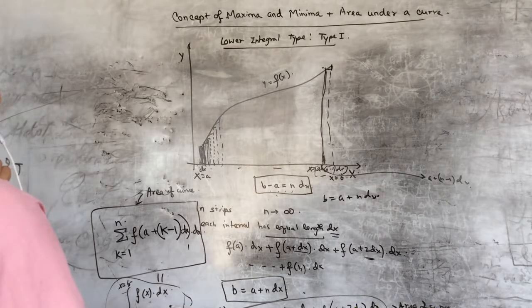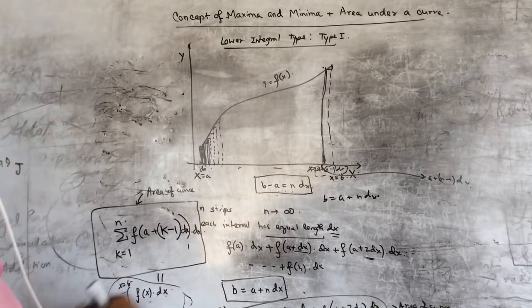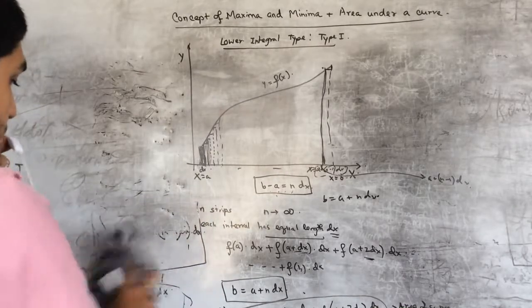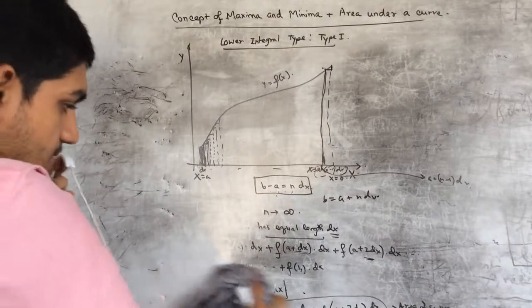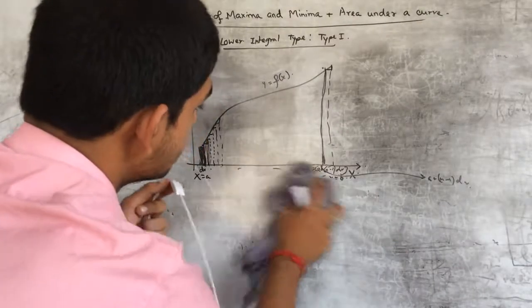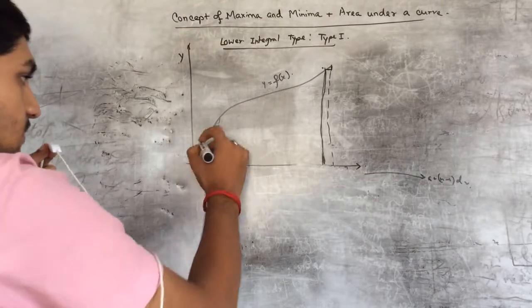Now we calculated this by the lower integral type. So now we will calculate by the upper integral type, that is, at the b end, towards the b end. That is, we'll now do it like this.